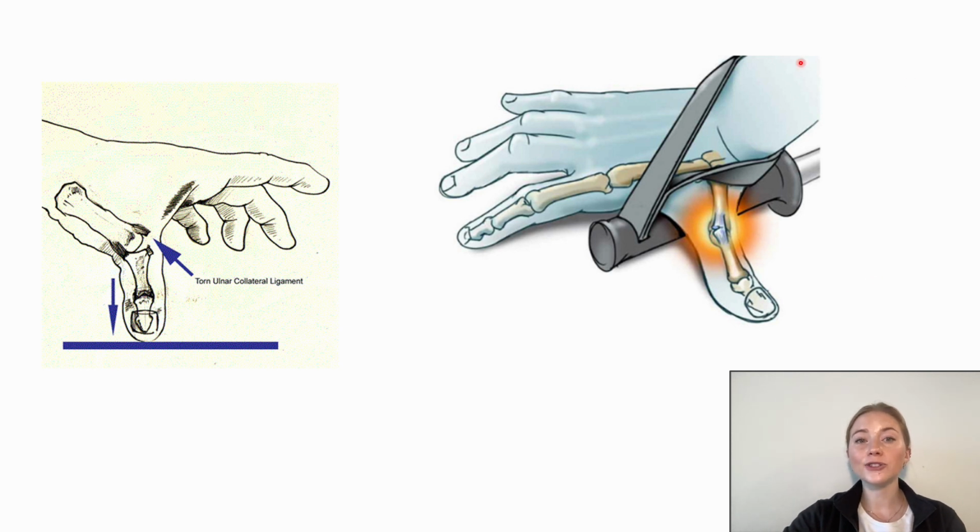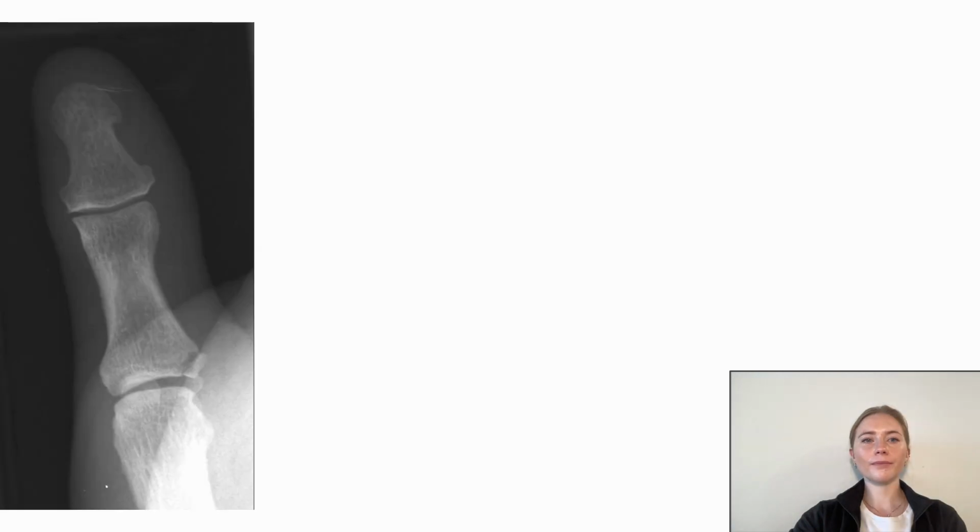Gamekeeper's thumb is another term for the same injury of the thumb's ulnar collateral ligament. However, the difference between skier's thumb and gamekeeper's thumb is that gamekeeper's is a chronic injury from repetitive stress over time, whereas skier's thumb tends to be a single traumatic event that tears the ulnar collateral ligament of the thumb.